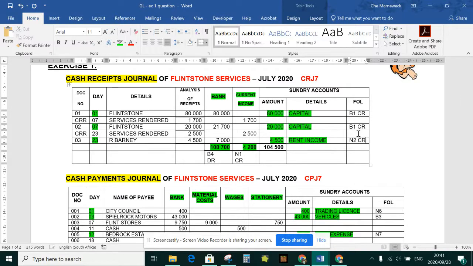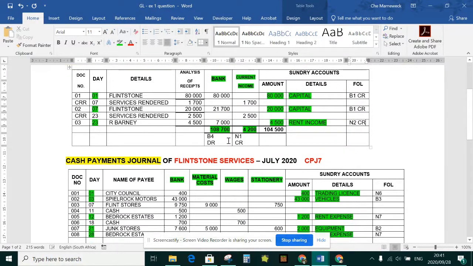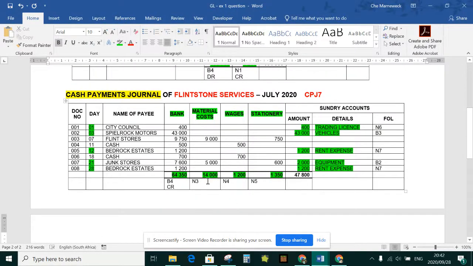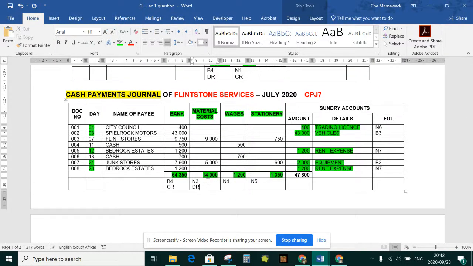Credit. If we post from the cash payments journal, it swaps around. Instead of debiting bank, we are going to credit bank. So we credit bank and we debit everything else in the cash payments journal.